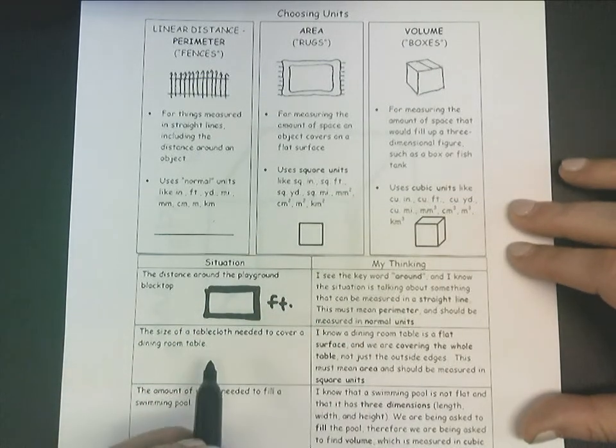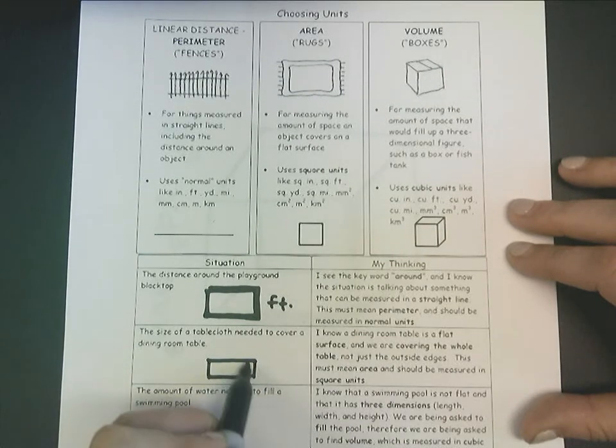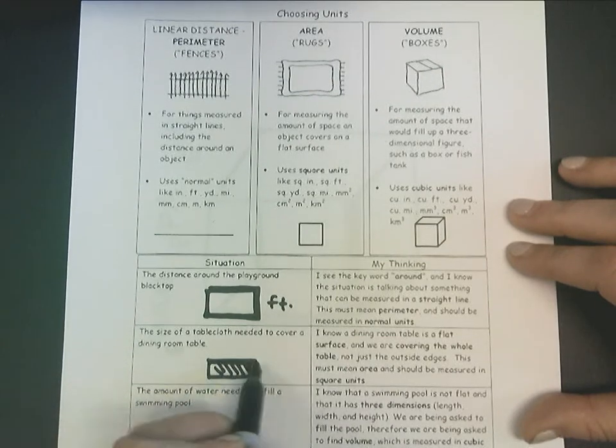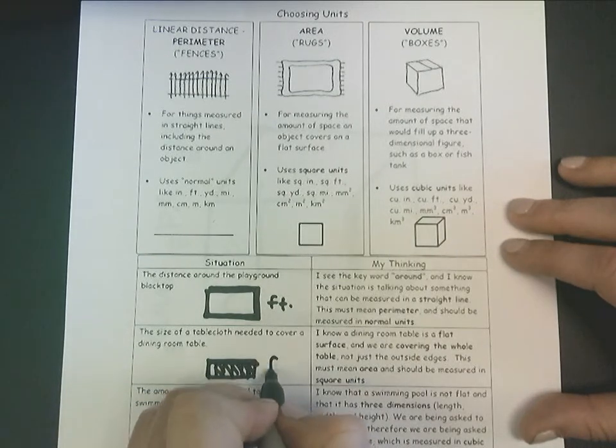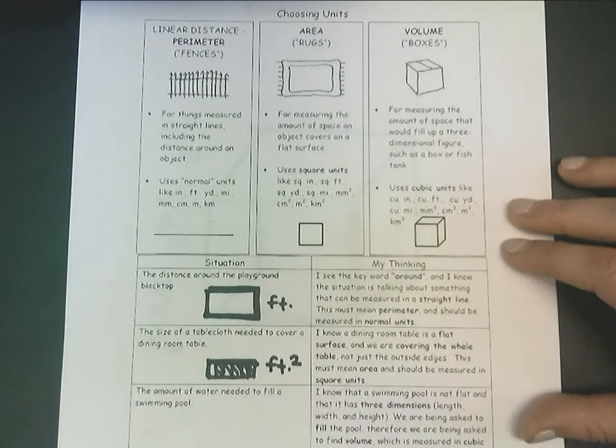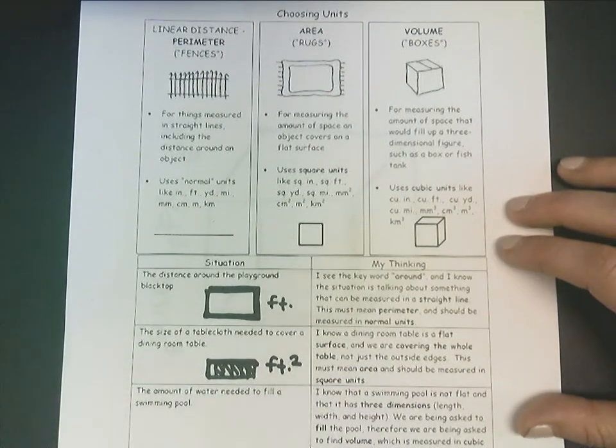Now, or if you're having a dinner party, your mom wants to cover the whole table with a tablecloth. That means it's going to cover the whole area. You're going to measure one way, and another way, you're going to make little squares. You might measure in feet squared. You're covering up the table.